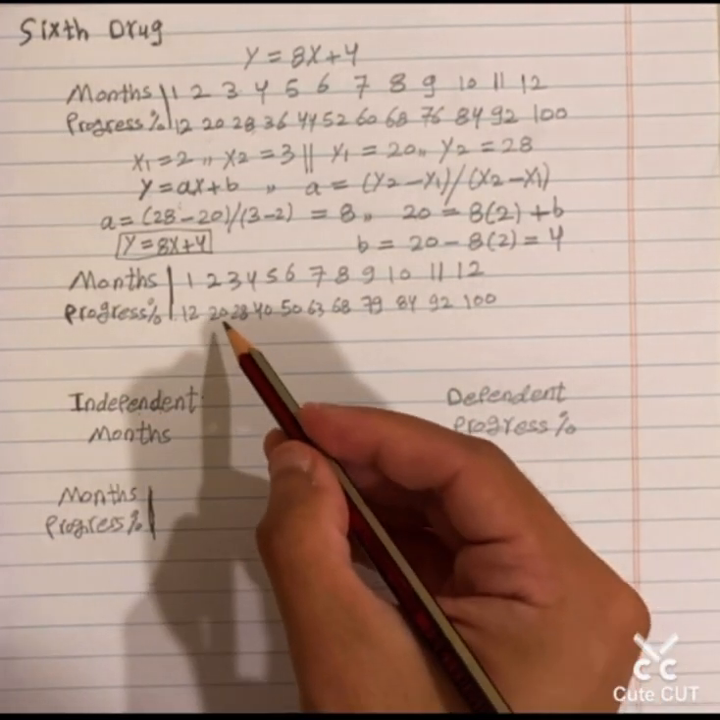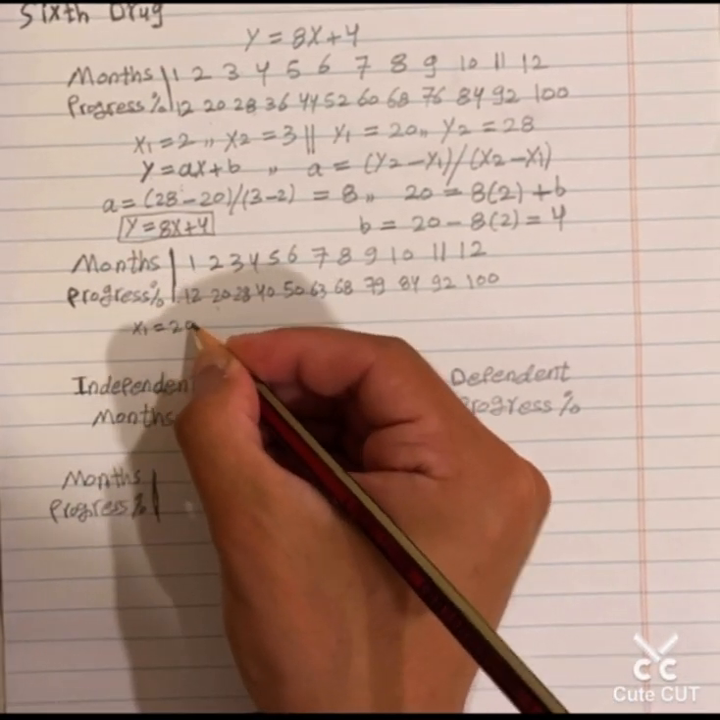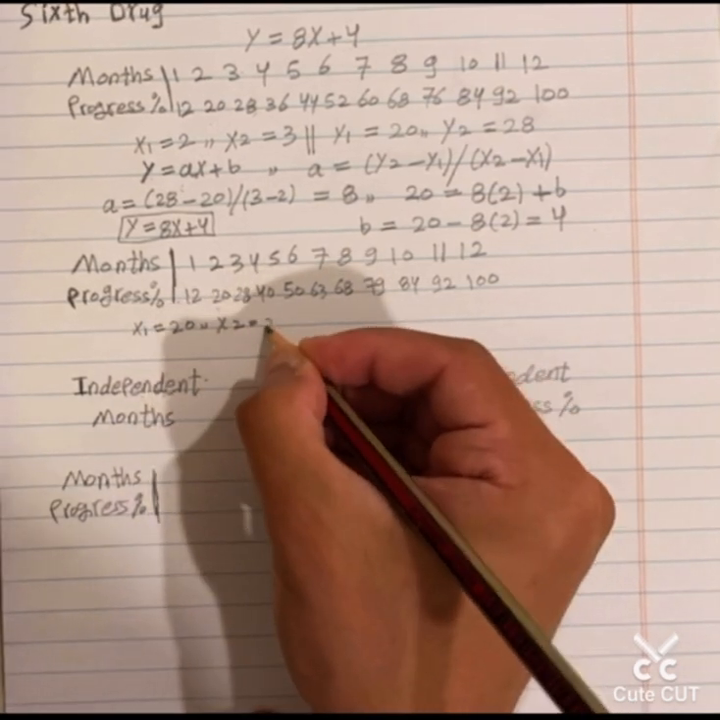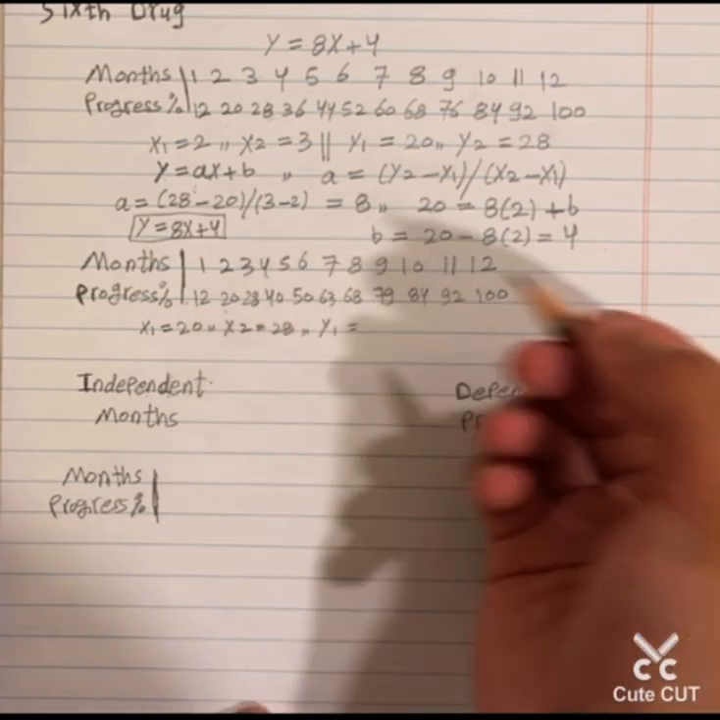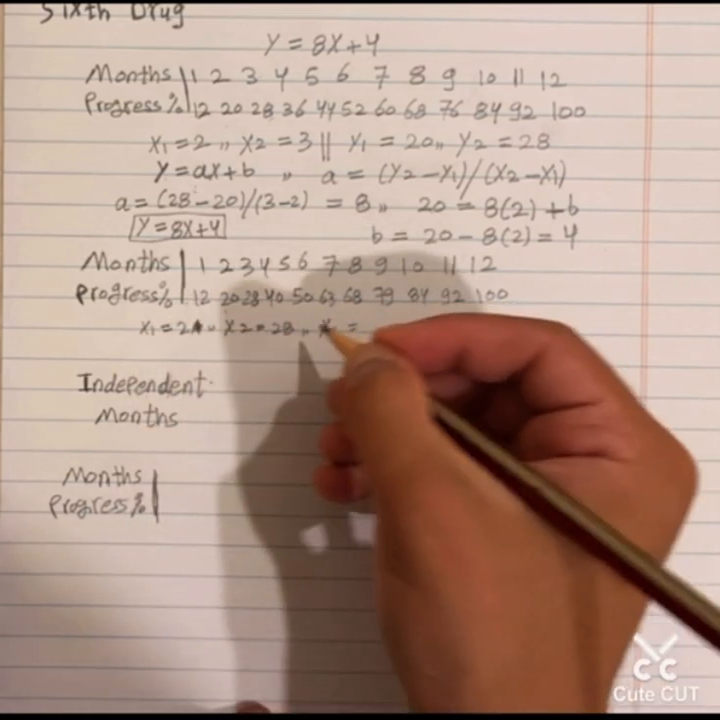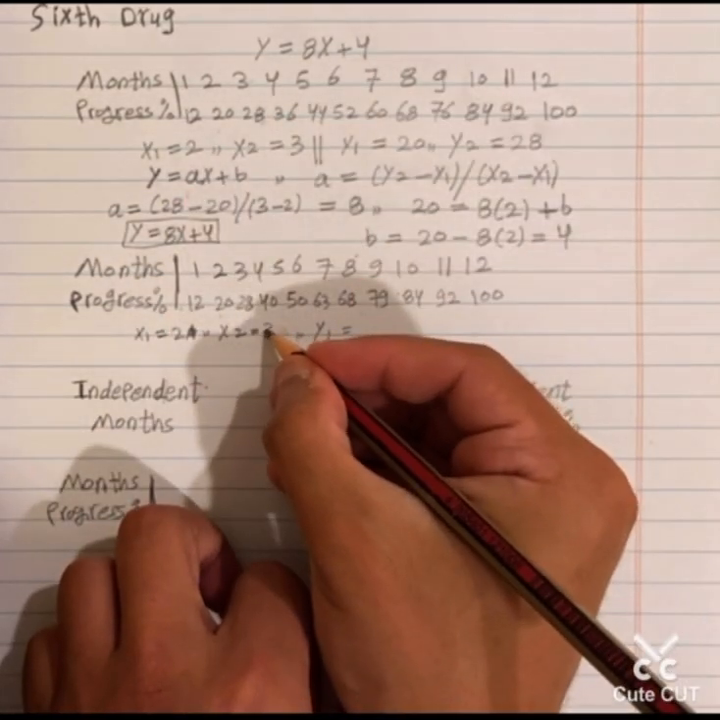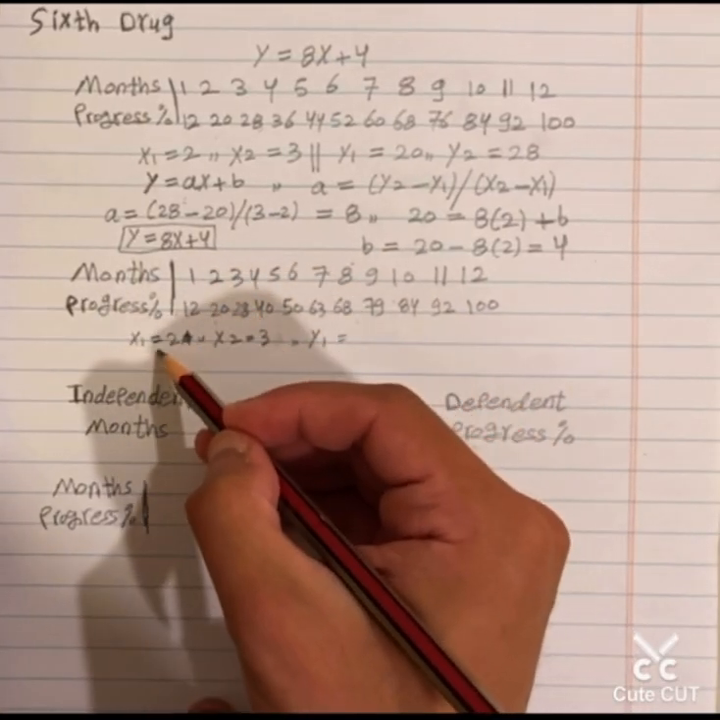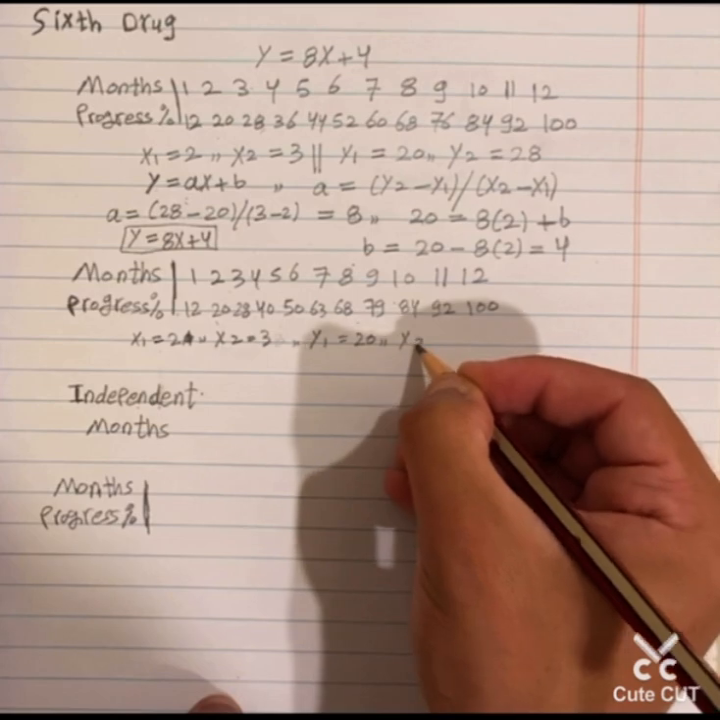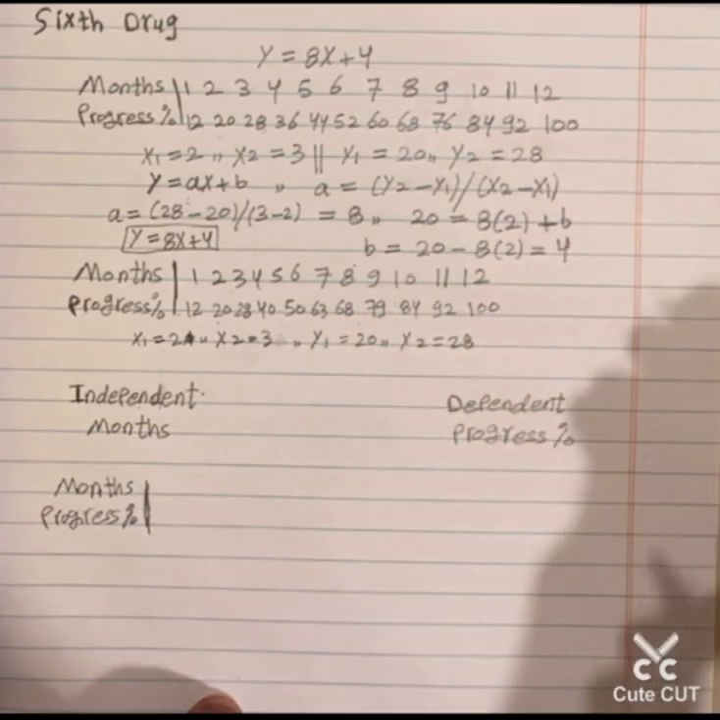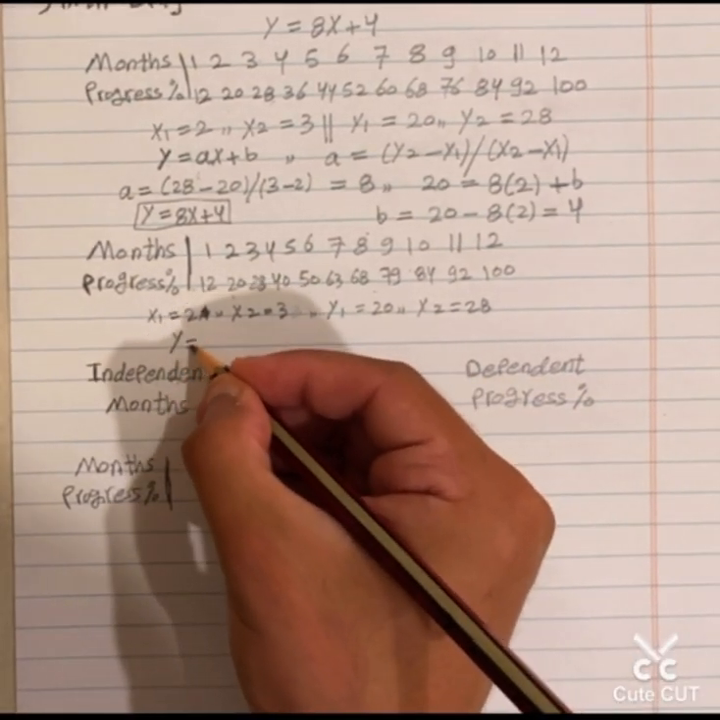If we chose the same points, no, here it should be x's, we are taking x's here. x1 equal to 2, x2 equal to 3, y1 equal to 20, and y2 equal to 28. Then if you use two-point linear interpolation, you would expect to have the same equation, y equal to 8x plus 4.